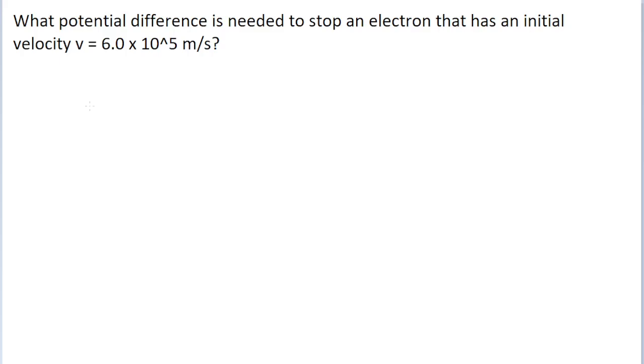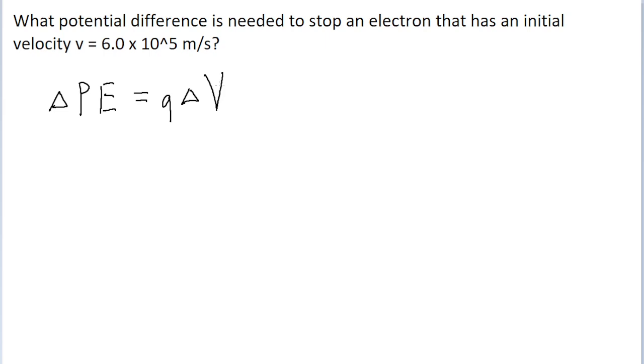In this problem, we're looking to find the potential difference that is needed to stop an electron that has an initial velocity that's given to us in the problem statement. Now first off, recall that potential or potential difference is related to potential energy. Specifically, a change in potential energy is equal to the charge on the particle multiplied by the potential difference, or delta V. And that delta V is what we're trying to find.